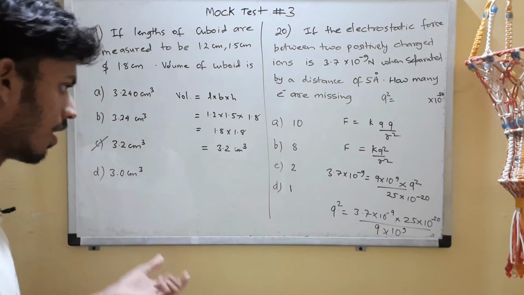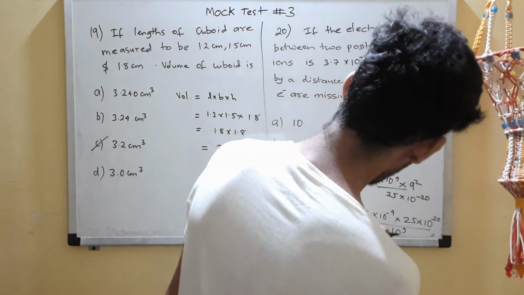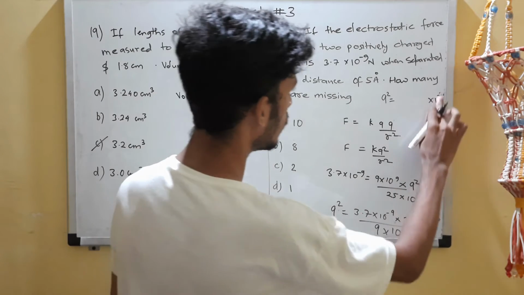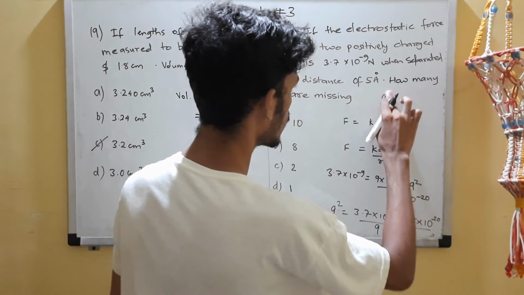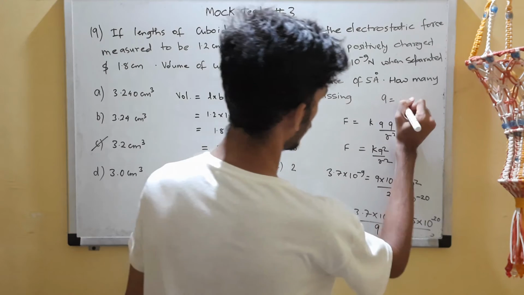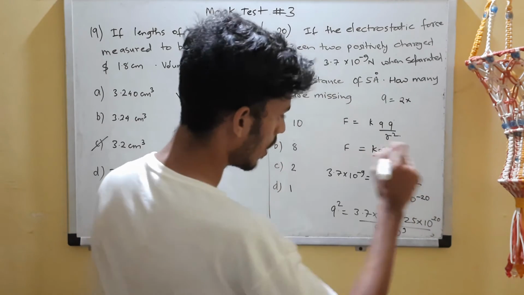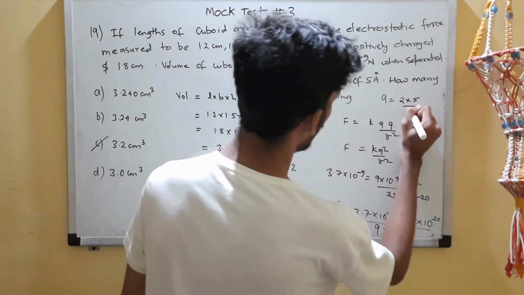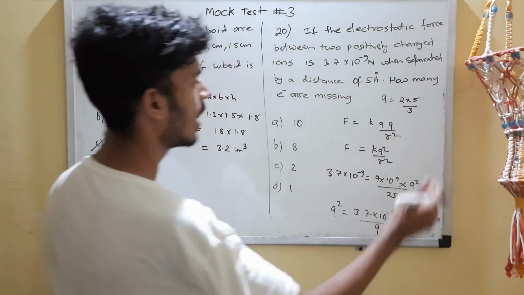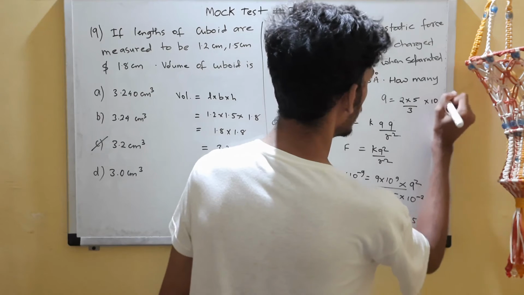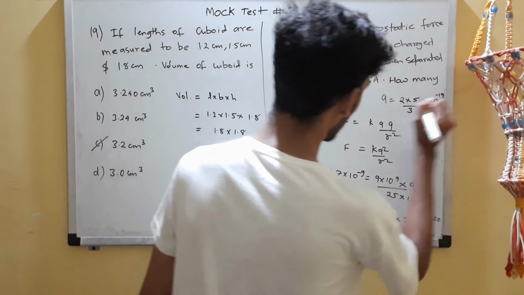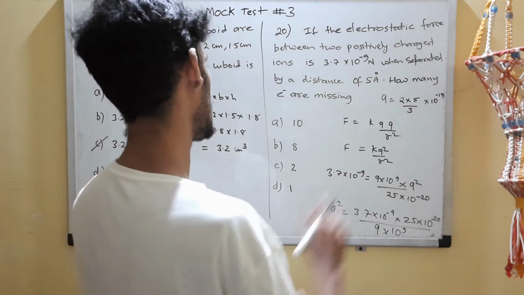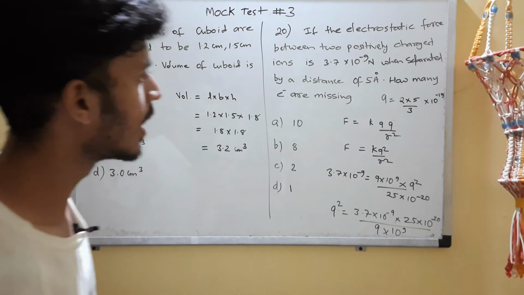So if this was 4, then if we had to take the root on both the sides, because this is Q square and this was 4, that will give us 2 into this will be 5, and here we'll have root of that, which is 3. And we had 10 to the power minus 38, which is 10 to the power minus 19, root of that. So basically my thought process behind this was to bring it closer.